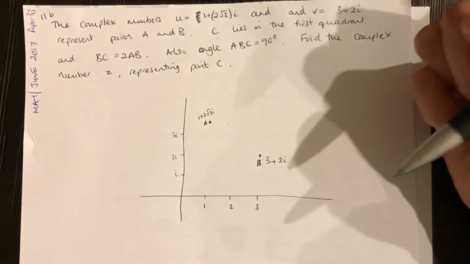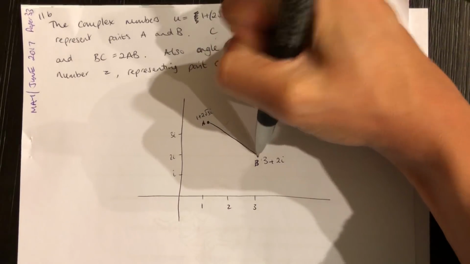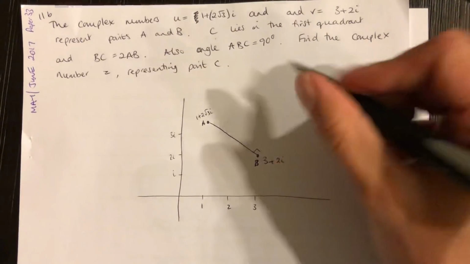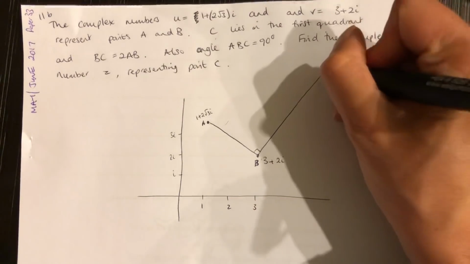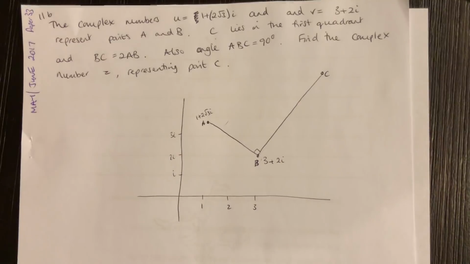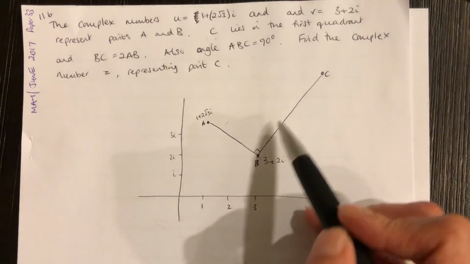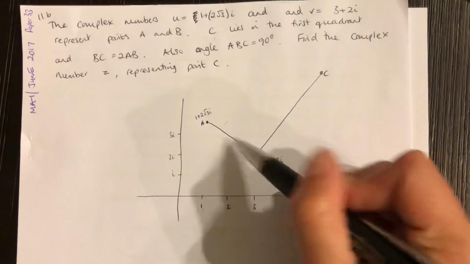So first of all, I'm going to plot that onto my diagram. I already pre-prepared the diagram just to save a bit of time, but if this is AB, if we double that length and make this angle 90 degrees, and C has to be in the first quadrant, so C's got to be somewhere up here. Now this did take me quite a bit to wrap my head around, but it's actually quite deceptively simple. If we know this distance here, we want to go twice that distance, but in this direction. First of all, we need to figure out this bit here.